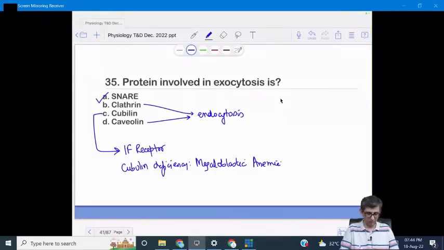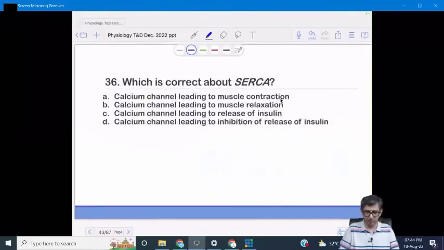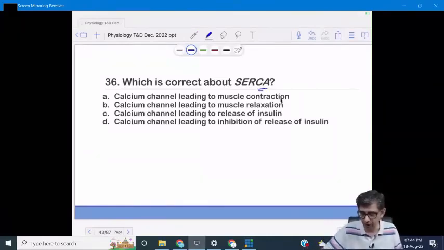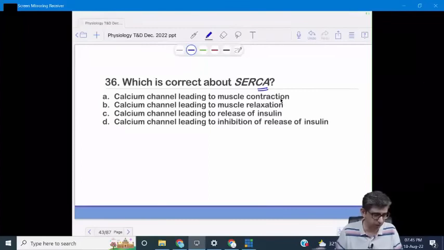Okay, we started with 35, we move to 36. Which of the following is correct about SERCA? SERCA, as the name suggests, would be related to smooth endoplasmic reticulum, and it would be related to calcium. I mean, the Ca in SERCA would stand for calcium. So what we are talking about here is, and what I say next will give the answer also. So I'll be rather waiting for you guys to comment here again.